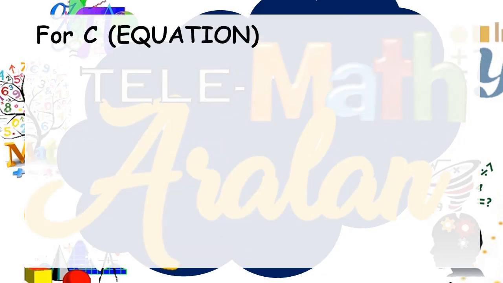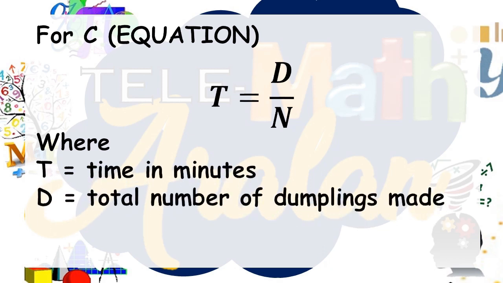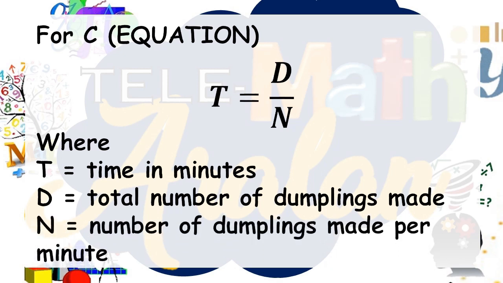For letter C, equation, we can solve the problem by formulating a formula where we divide the total number of dumplings made by the number of dumplings per minute. In symbols, it will be T is equal to D over N, where T will be the time in minutes, D will be the total number of dumplings made, and N is the number of dumplings made per minute.